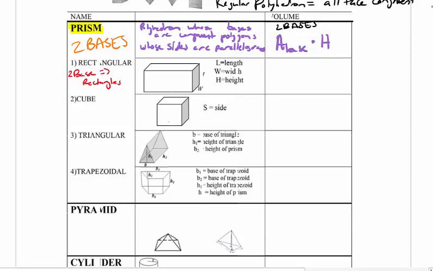So notice all of these top four underneath prism. That means all of these are prisms: a rectangular prism, a cube, a triangular prism, and a trapezoidal prism. So a lot of you already know the volume of a rectangular solid would be length times width times height. But the reason why is because my area of my rectangle is length times width. The height is, again, what we're adding for the third dimension. So the area of the base for this one is length times width.